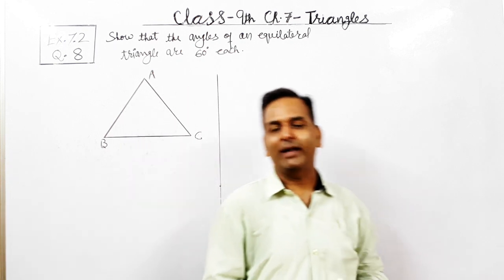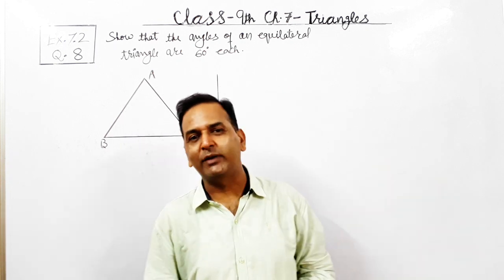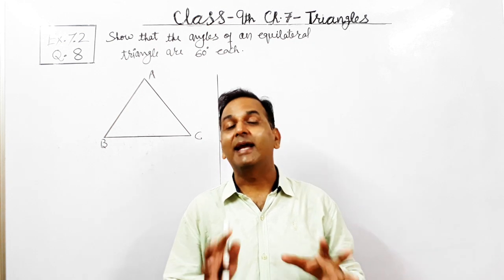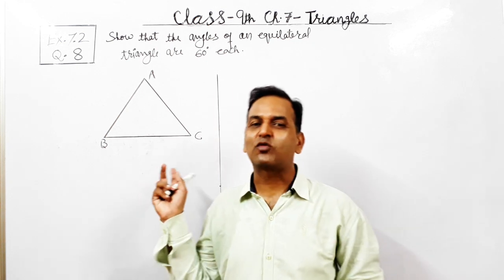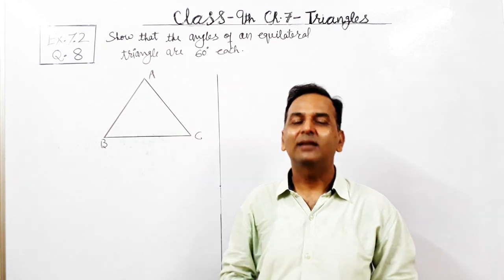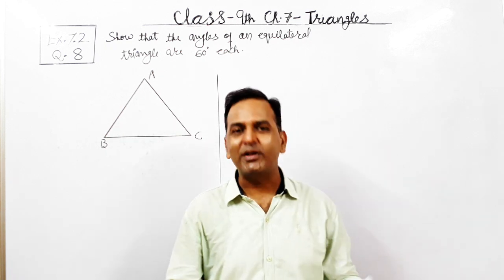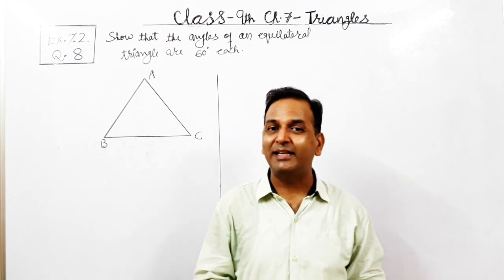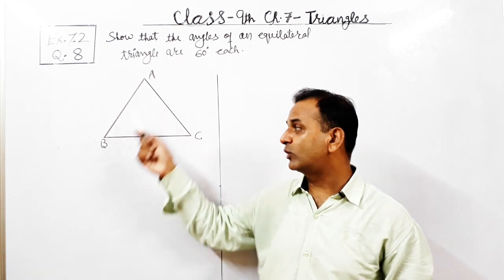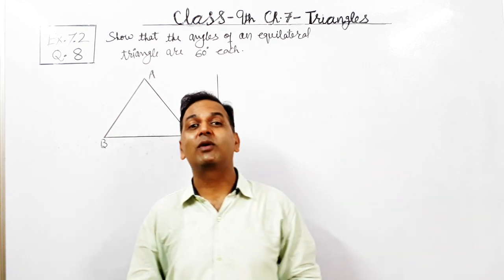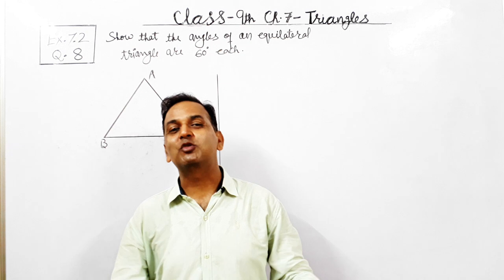We know very well, what is an equilateral triangle actually? The triangle whose all three sides are equal is called an equilateral triangle. So in this triangle ABC, suppose AB, BC and AC are equal to each other. What we have to show? All the three angles of this triangle are equal to 60 degree each. That is angle A equals angle B equals angle C, and each of these three will be equal to 60 degree. We have to show this.